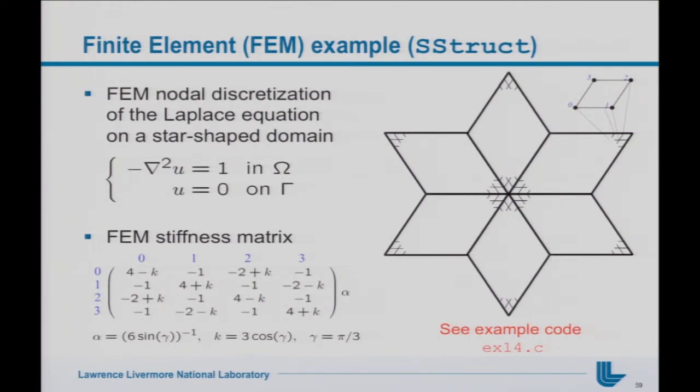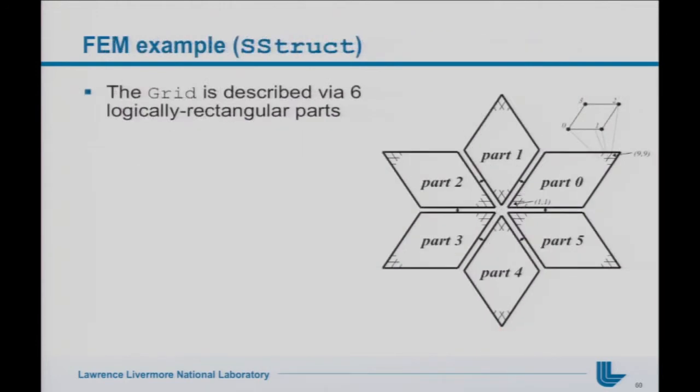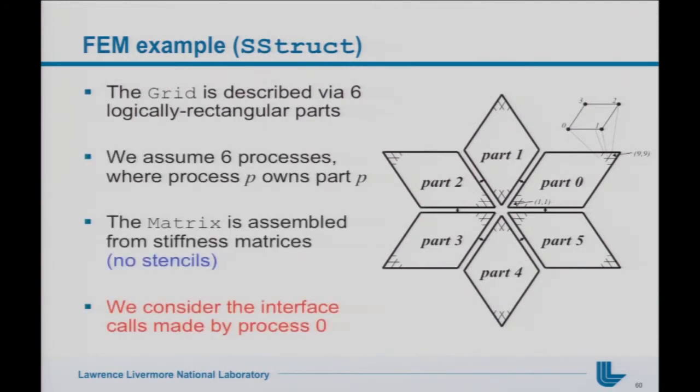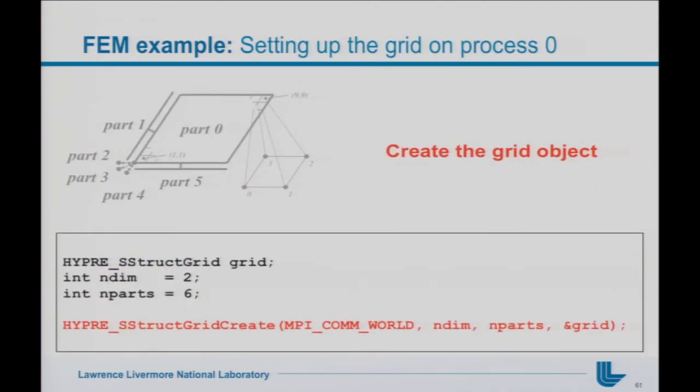Here it is. It's on a star-shaped grid. It's a Laplacian problem. It's a nodal discretization, so for each element, I've got 4 unknowns, and so I can define a 4x4 stiffness matrix, and that depends on the angle of the grid, and everything else. And here it's natural, again, just to split the parts up, 1 per processor in the natural way I've drawn here.